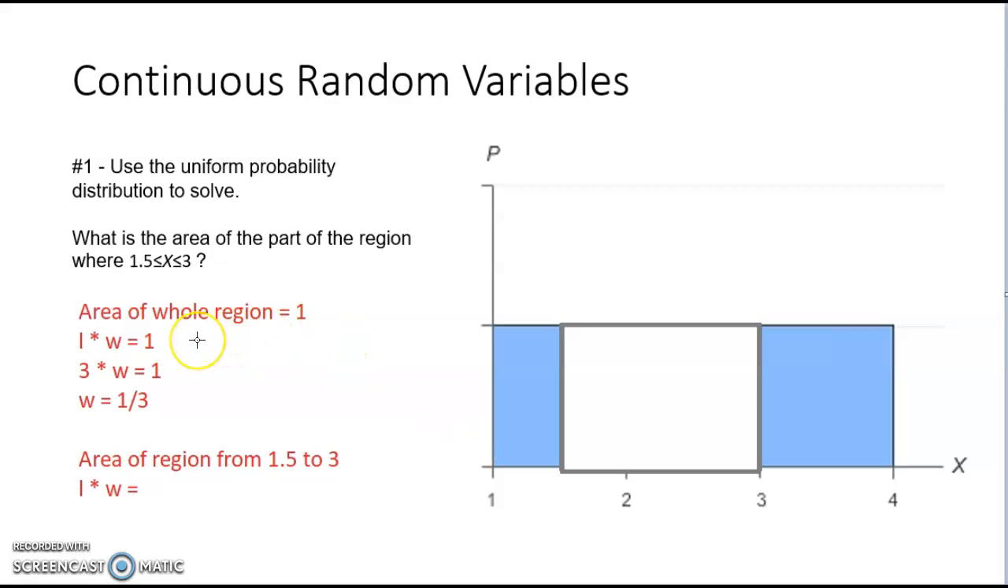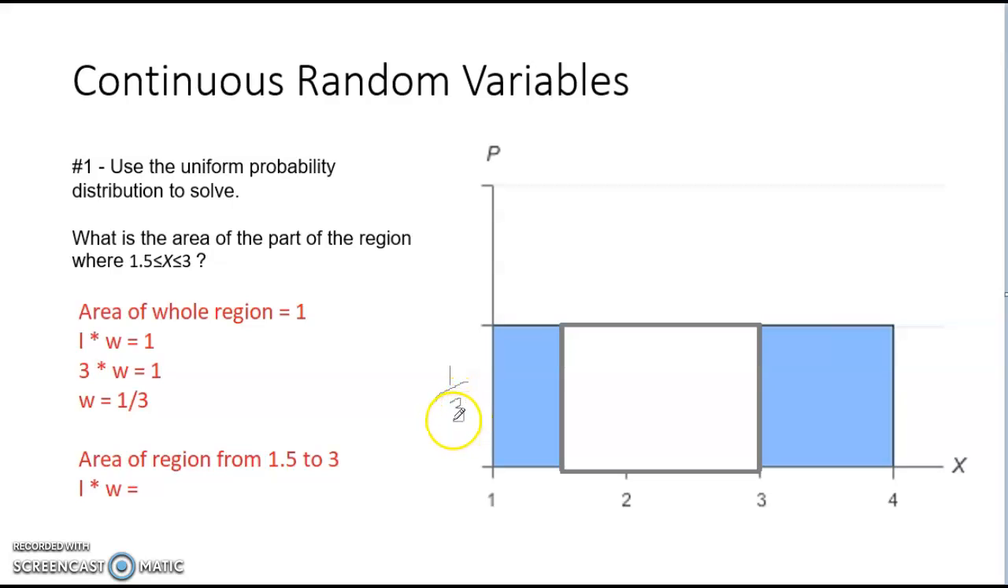And that's what I'm showing on the board right here. The area of the whole region is 1. This is an L, not a 1. The length times the width is equal to 1. We know the length is 3, this length right here from 4 to 1. 4 minus 1 is equal to 3. So 3 times the width, or this distance right here, is equal to 1. And if we solve for W, we divide both sides by 3, and it's equal to 1/3. So we can label this width or height of this rectangle as 1/3. I'm going to write that on the board right here.